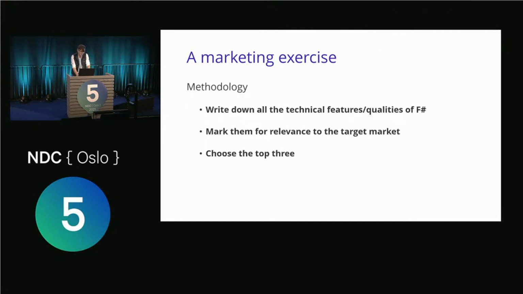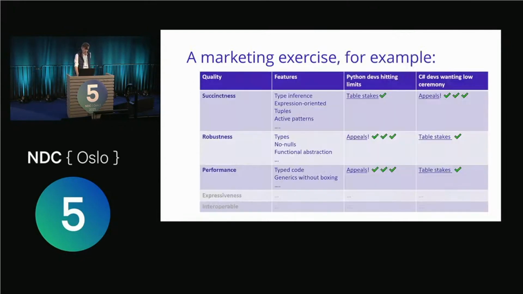So we did a marketing exercise where we think, okay, there are target markets. We want to write down all the technical features and qualities of F#. I haven't got the original of this. I've lost that, but then we marked them up for relevance to the different target markets. Okay, is this relevant to C# programmers? Is this relevant to F# programmers? And we just chose the top three, more or less. And it's something like this.